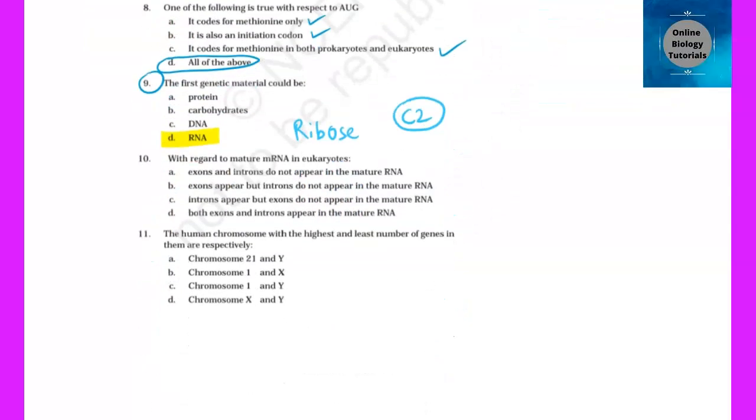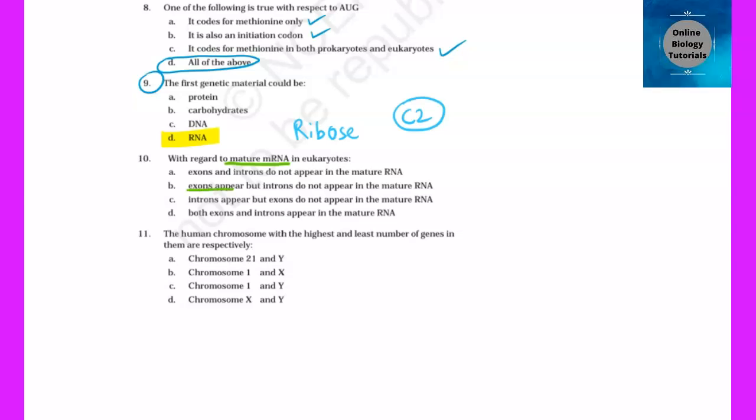Now let's move on to question number 10, which is asking, with regard to mature messenger RNA in eukaryotes, which of the following applies? So mature messenger RNA is the one that is formed from heterogeneous RNA.